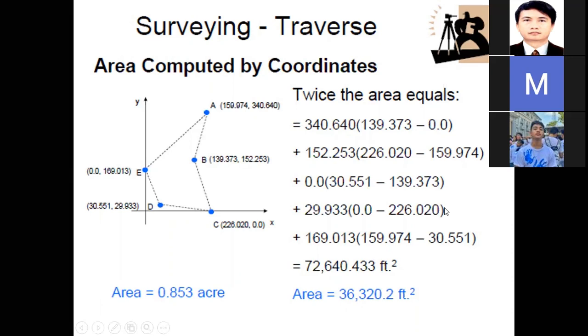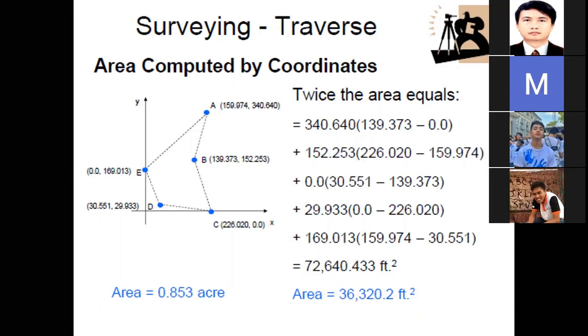Question on this part, class? Sir, I have a question. About the solving earlier, does the solution always start at 0, or is that just for convenience? It's not always 0. Usually, we have designated coordinates. Let's say point A is given as 100, 100. We just set it to 0 so we can see the axis, so we have an initial value for our traverse. Okay po, sir. Thank you po.